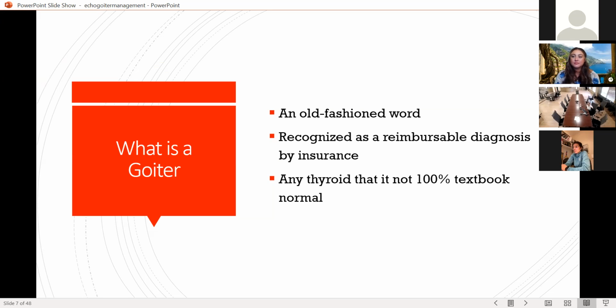So when I'm writing for a thyroid ultrasound, sometimes for the diagnosis, I'll just write goiter. It's just a few letters instead of writing multinodular or whatever. And insurance does cover that as a diagnosis that will lead them to pay for the ultrasound. In my mind, it's really just any thyroid that is not 100% normally sized, normally textured, and whether it has lumps or bumps or anything. It's just anything that's not perfectly normal.